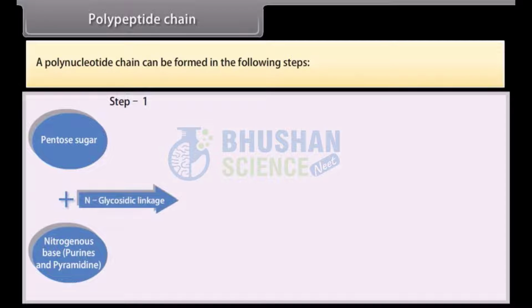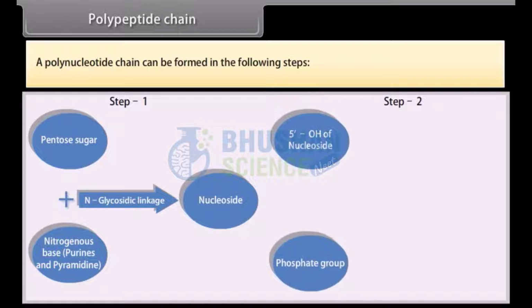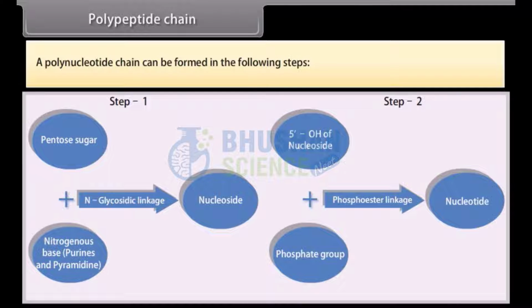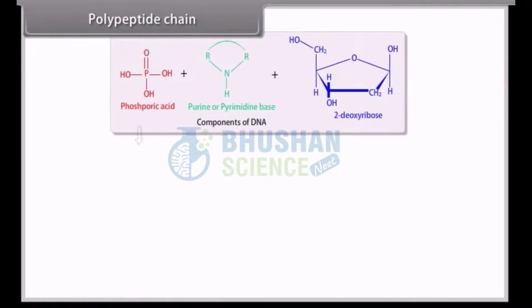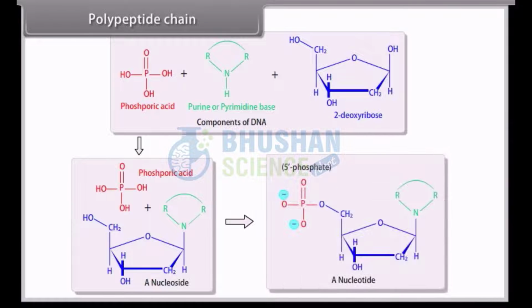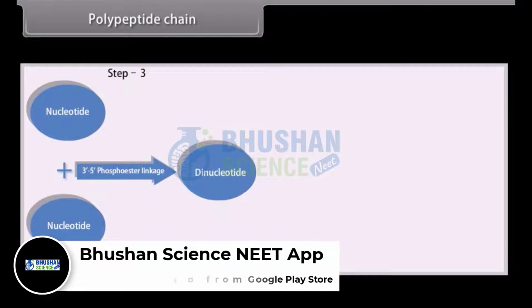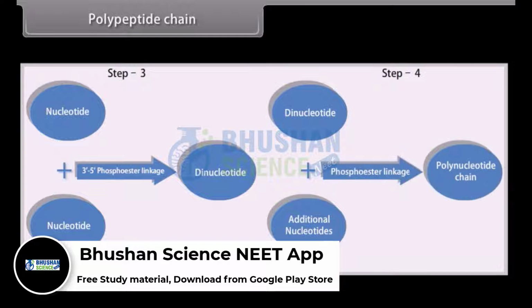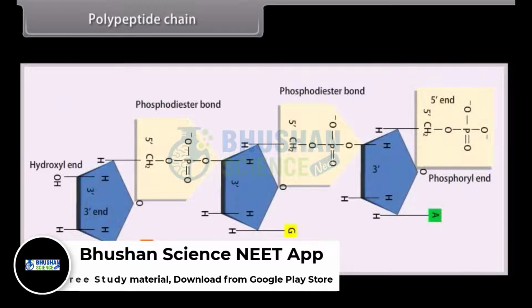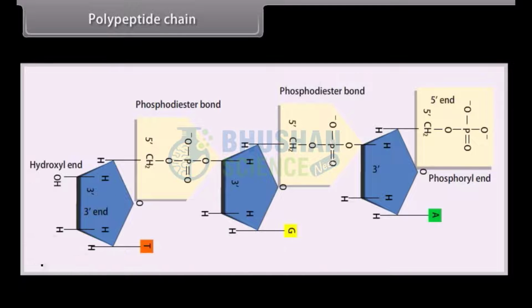Polynucleotide chain. A polynucleotide chain can be formed in the following steps. A polynucleotide chain has a phosphate moiety at one free end of ribose sugar. This is known as 5' of the polynucleotide chain. The other free end of ribose sugar has an attached OH group. This is called 3' of the polynucleotide chain.